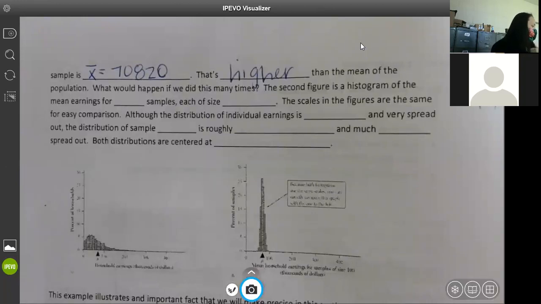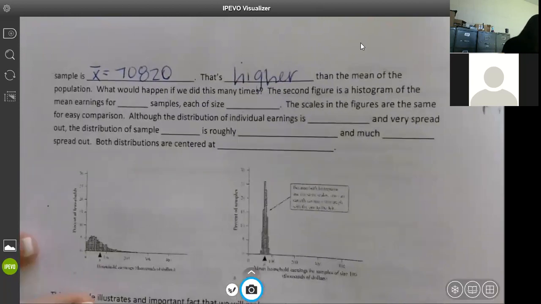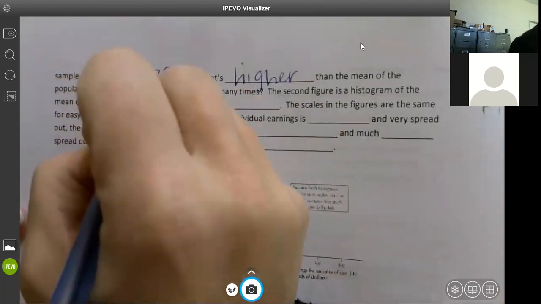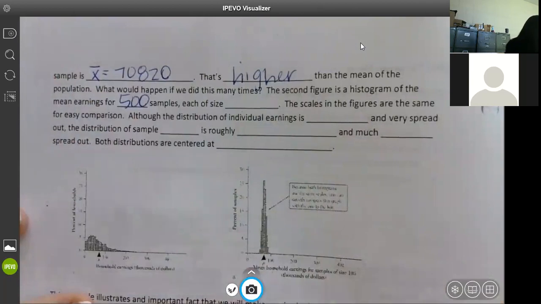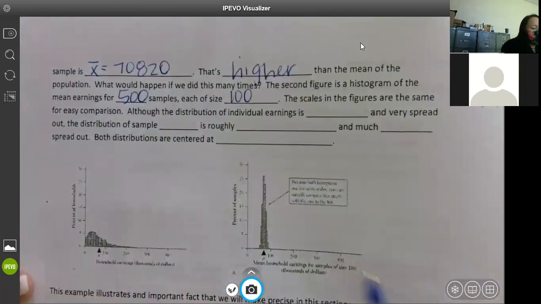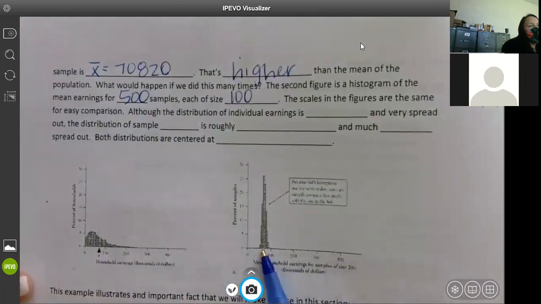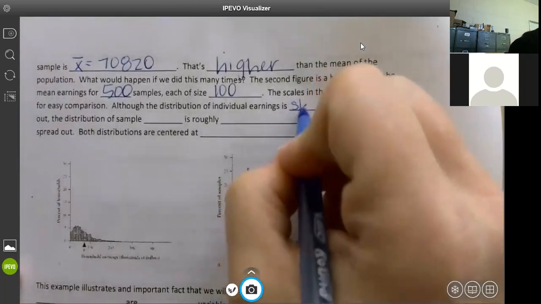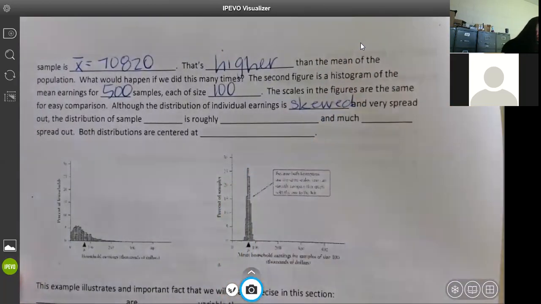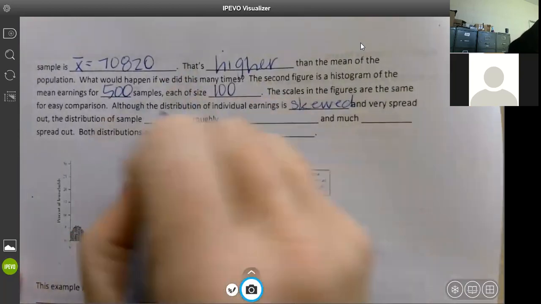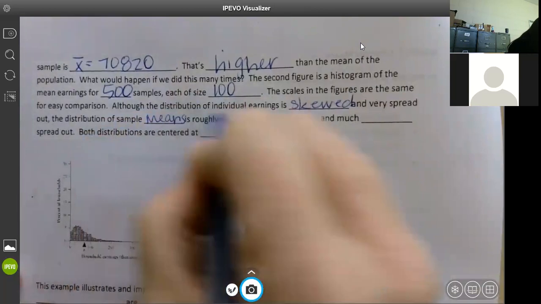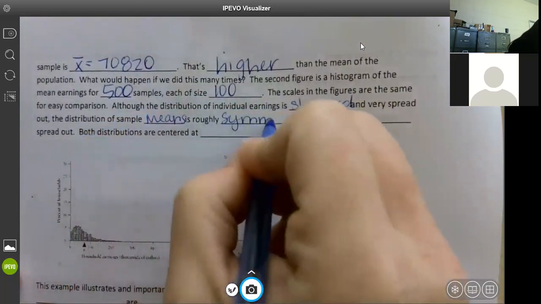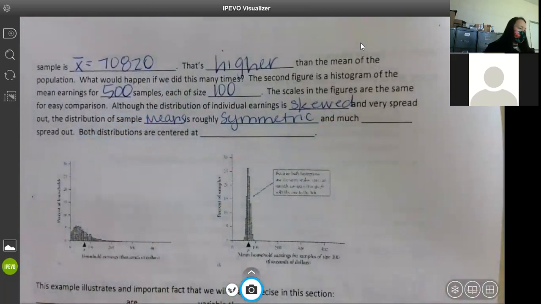What would happen if we did this many times? The second figure is a histogram of the mean earnings for 500 samples. 500 samples, each of size 100. So look at what it did. The scales and the figures are the very same for easy comparison, although the distribution of individual earnings is skewed and very spread out. The distribution of the sample means is roughly symmetric.